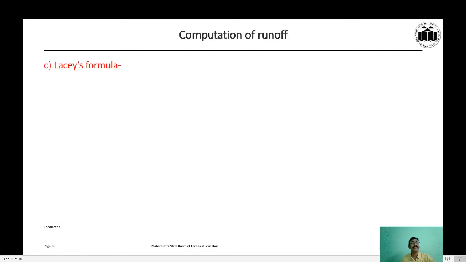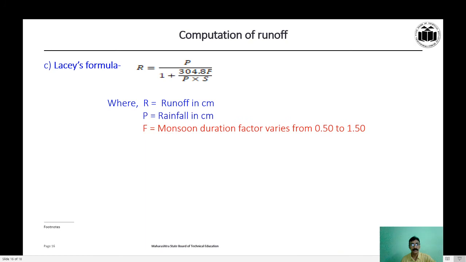Next formula is Lacey's formula. This formula is R is equal to P divided by 1 plus 304.8 F divided by P into S, where R is runoff in centimeter, P is rainfall in centimeter, F is monsoon duration factor varies from 0.5 to 1.5 and S is catchment factor varies from 0.25 to 1.7.